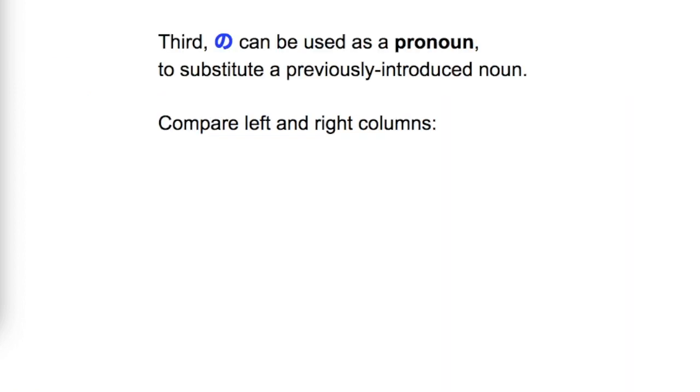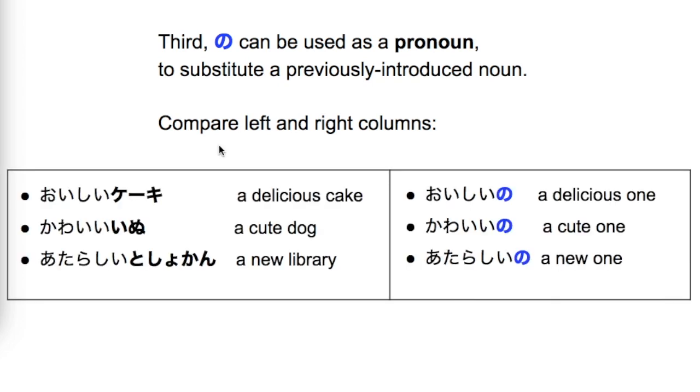In a third usage, no can be used as a pronoun to substitute a previously introduced noun. Compare the left and the right columns. If we have a delicious cake, a cute dog, and a new library, but the speaker and listener already know here that we're talking about cakes, then instead of oishii keiki, you can just say oishii no. And instead of kawaii inu, you can simply say kawaii no.